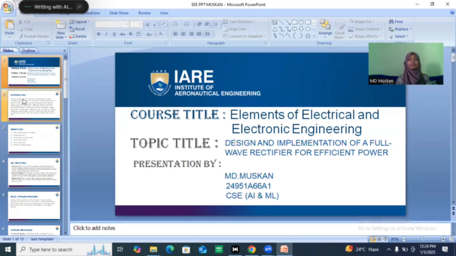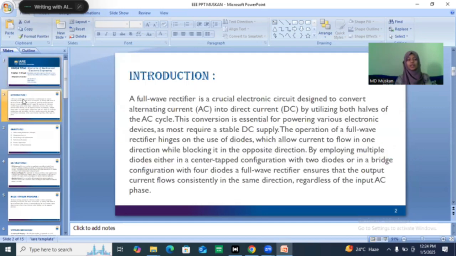First of all, I just want to introduce this topic. A full wave rectifier is a crucial electronic circuit design. It is used to convert AC into DC by utilizing both halves of the AC cycle, employing multiple diodes, either in a center tap configuration with two diodes or in a bridge configuration with four diodes. A full wave rectifier ensures that the output current flows consistently in the same direction regardless of the input AC phase. So this is the introduction of the full wave rectifier.